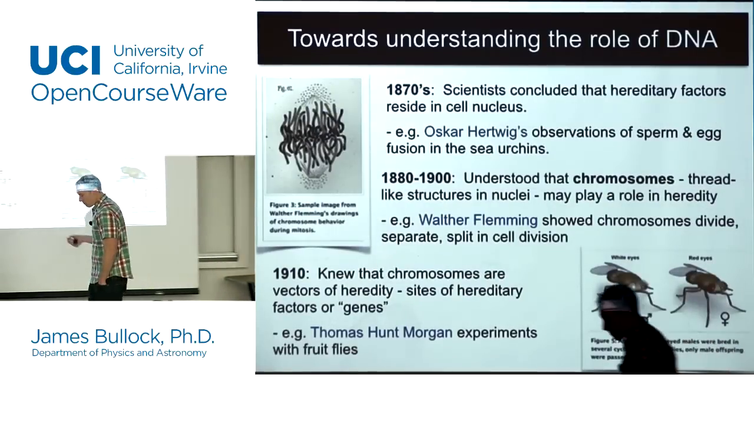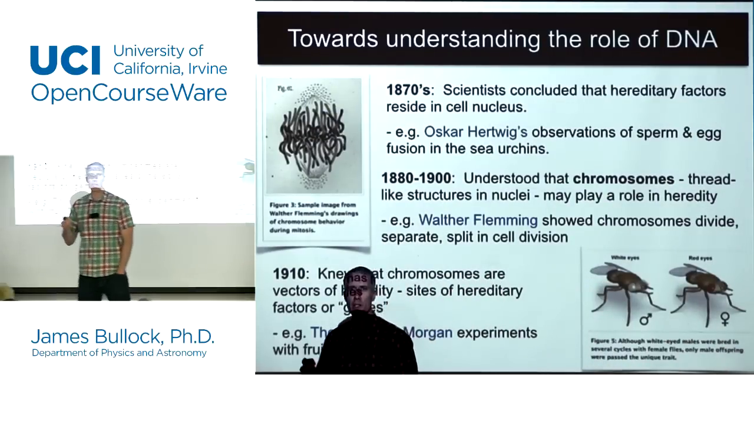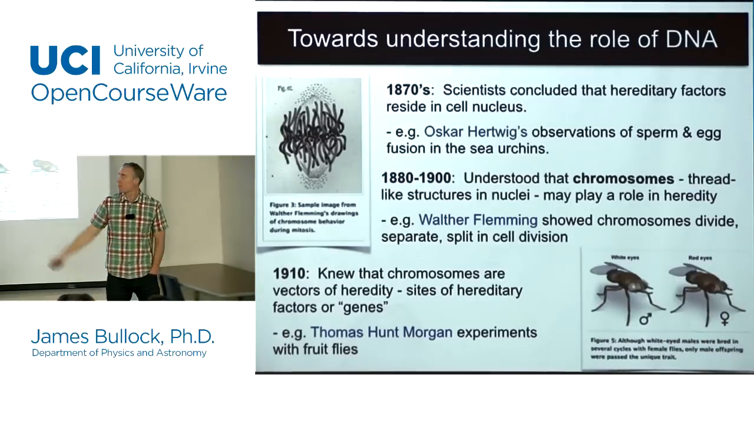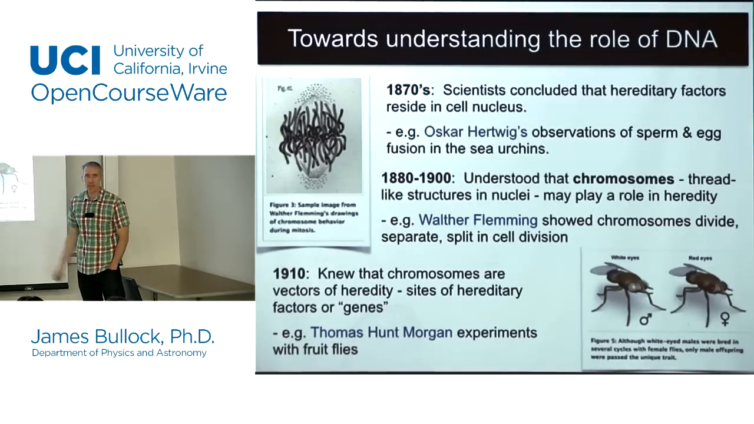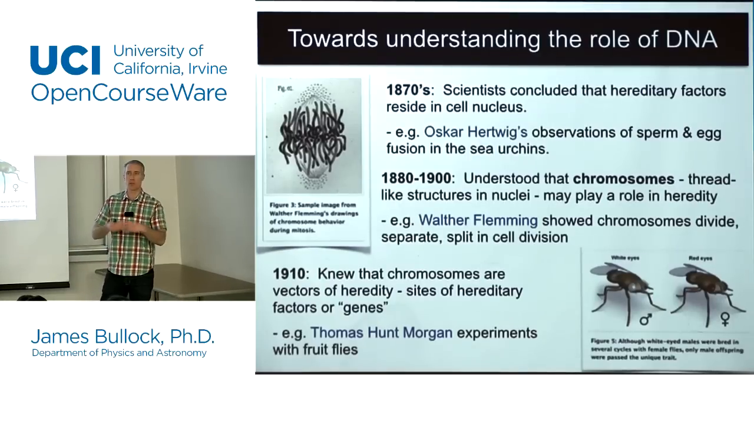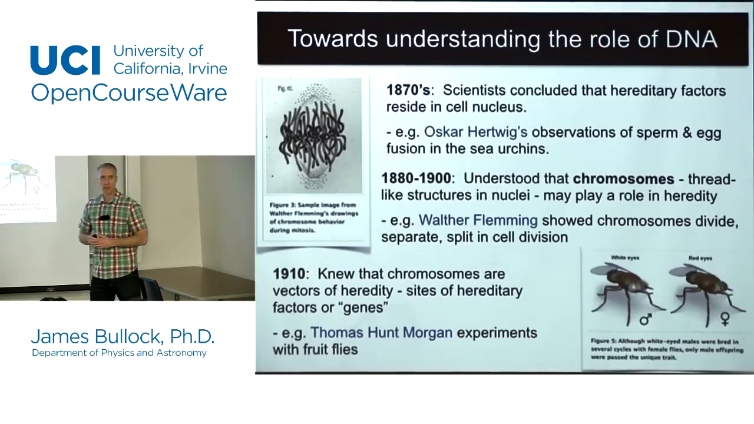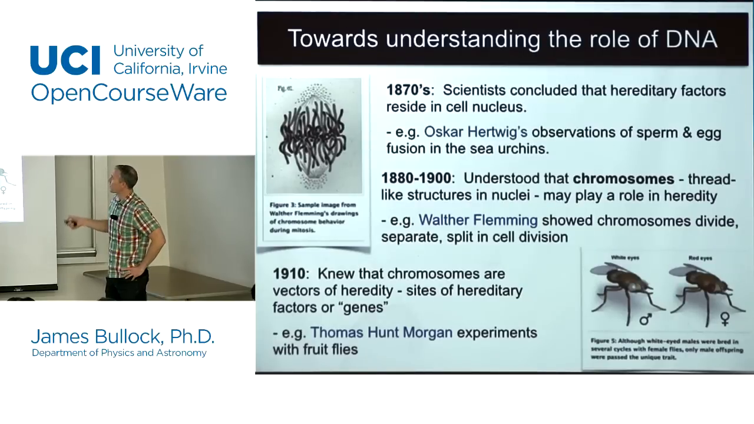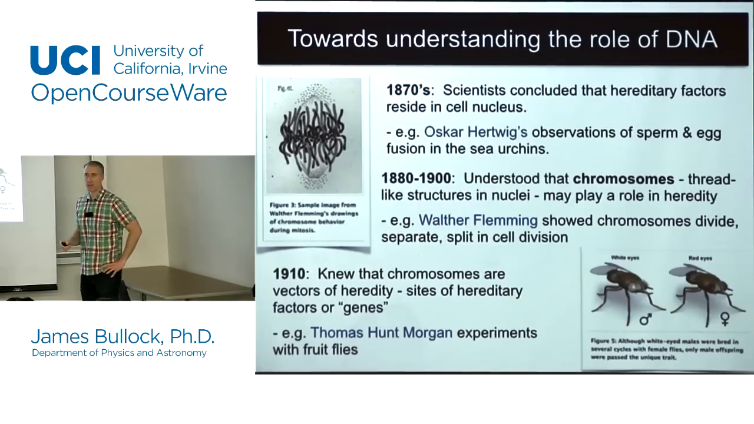So we talked a bit about the sort of prehistory of this before when we were going through sort of the history of the biological revolution. But sometime in sort of the 1870s, because technology had gotten to the point where people could begin to actually study the hearts of cells, people had realized that hereditary factors reside in the nuclei of cells.